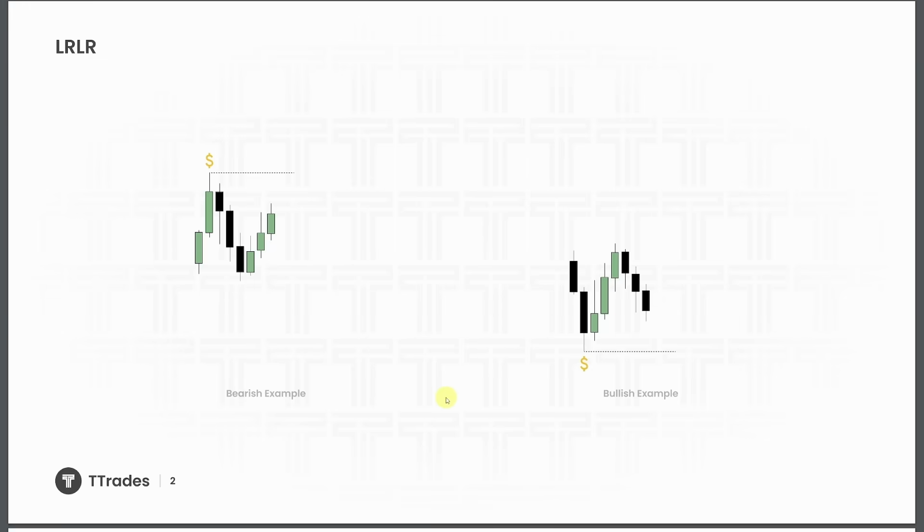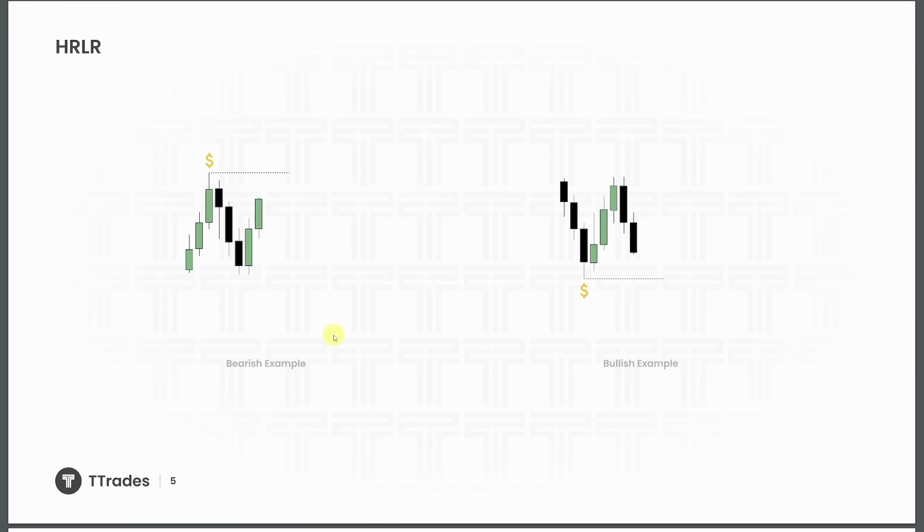So now what is low resistance liquidity? Well, low resistance liquidity is just a failure swing. How I like to picture it is we have liquidity resting above highs and lows. So as we trade away, we then generate more highs and lows and thus more liquidity.